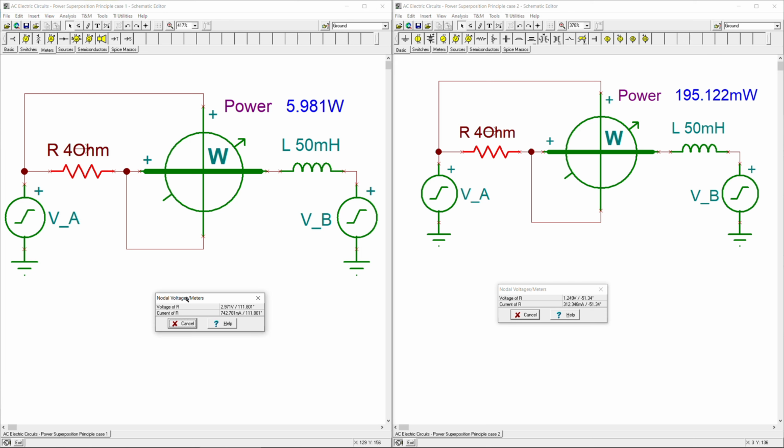Alright, that was our example considering the power superposition principle. We have considered two cases and illustrated where we can use the power superposition principle, and where not.